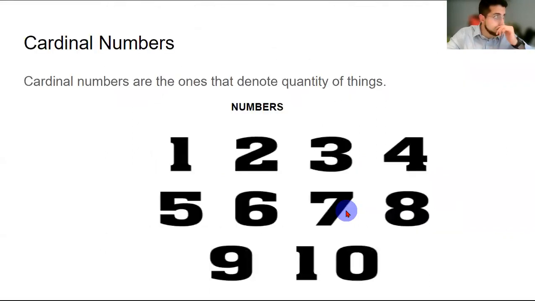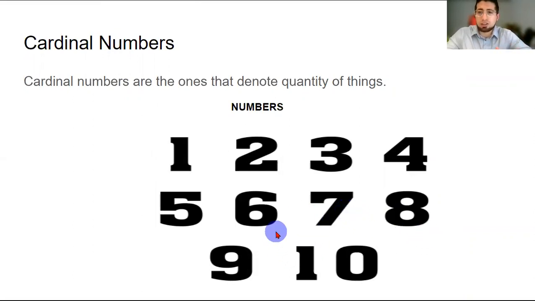Okay, we're going to start, vamos a empezar with the cardinal numbers, right? Numbers are divided into categories. Los números se dividen en dos categorías, cardinal and ordinal, right? So se dividen en cardinales y ordinales. Now we're going to start with the cardinal numbers, right?